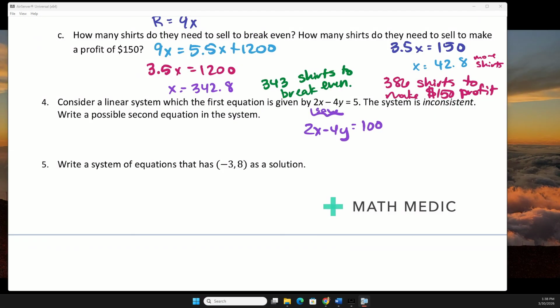All right, so it could equal any number other than 5. So that is the same, and then these are different, and that's going to be parallel lines, and it would make an inconsistent system. So you could get extra creative and figure out what that line looks like and do a parabola if you wanted to, or you could just make it easy on yourself.